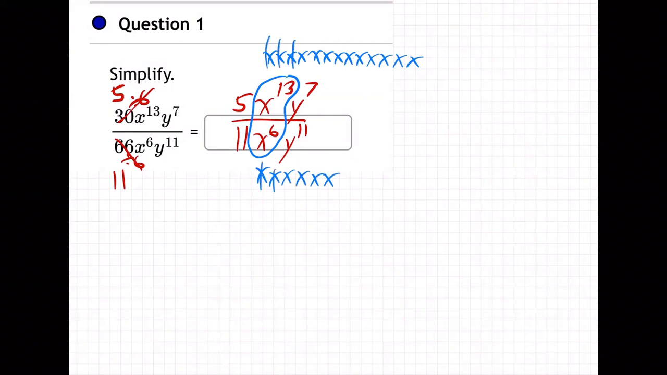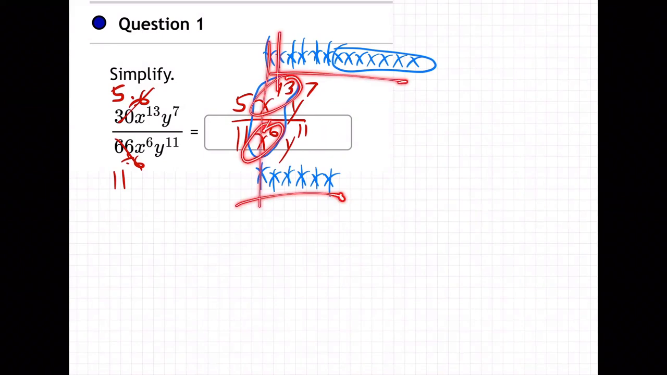They just cancel top and bottom. 1, 2, 3, 4, 5, 6, 6 are gone. That leaves 7 extra x's on the top, doesn't it? So we just subtract. But I wanted to show you longhand why subtraction is the right thing to do, because that's just what it means. 13 x's on the top, 6 x's on the bottom, they cancel, leaving 7 on the top. So that's what we do.